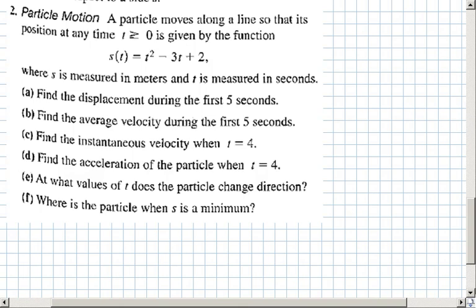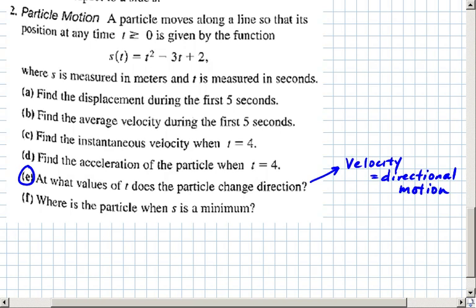Alright, in the last problem we handled parts A through D, and so we're going to focus in this video on how we can figure out where a particle changes direction. That's the subject of letter E, and also where the particle is a minimum, which is the subject of F. The two questions are closely related.